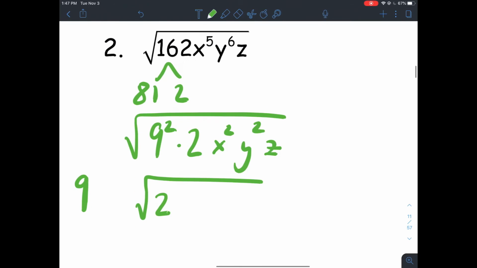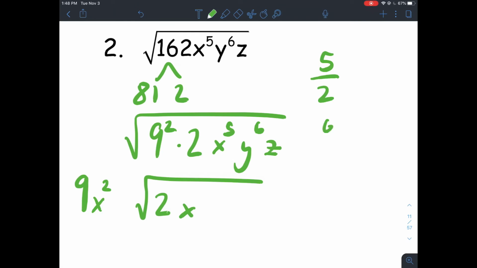And then I've got, ooh, this is a 5. I don't know why I put 2's there. Sorry. It was a 5 and a 6. So for my x, I'm going to do 5 divided by 2. That means I can take 2 out, and my remainder is going to be 1.